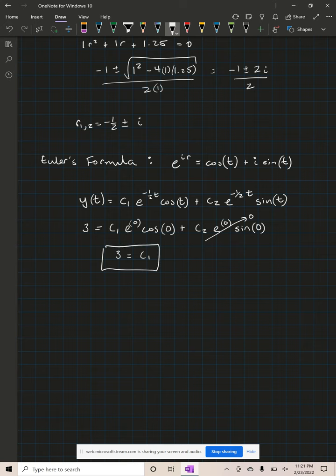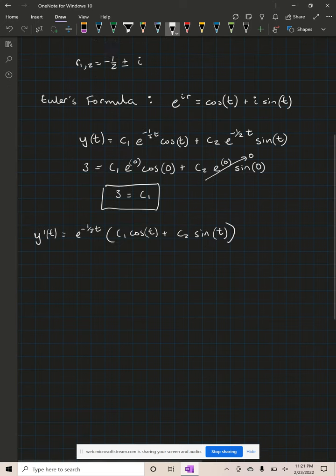Now, next, we need to solve for c2. And in order to do that, we actually will have to take the derivative of this y of t expression that we have right above here. So we'll do that next. So y prime of t is equal to, I'm going to rearrange some things here. So we have e to the negative 1/2 t, c1 cosine of t plus c2 sine of t.